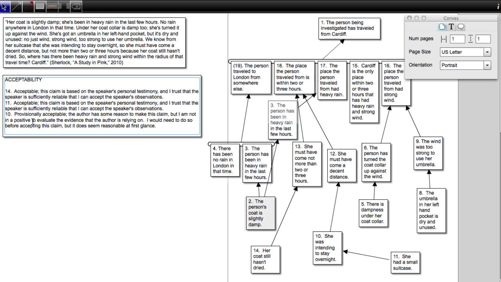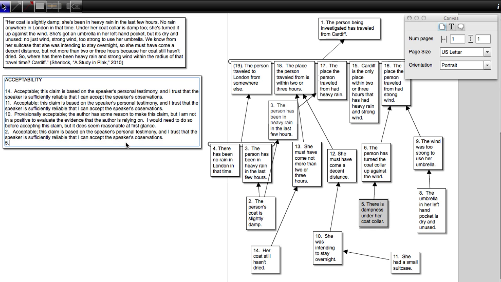Okay? All right, now let's go up over here to the person's coat is slightly damp. Same thing as 14 and 11. This is an observation, and I can trust this person, as far as I know, to make reliable observations. Let's go to 5. Same thing again.